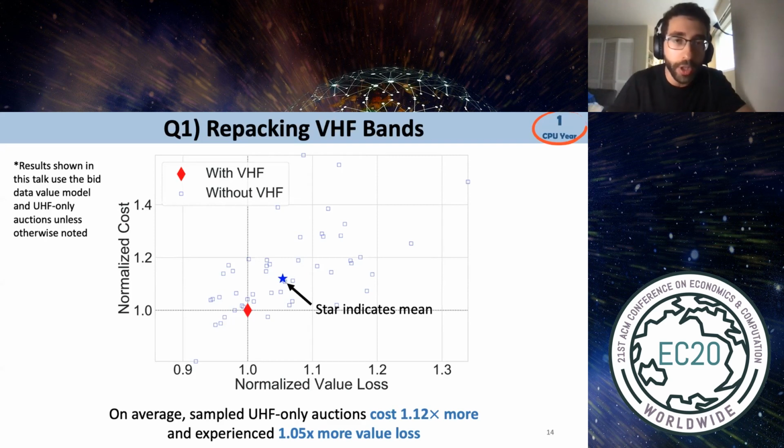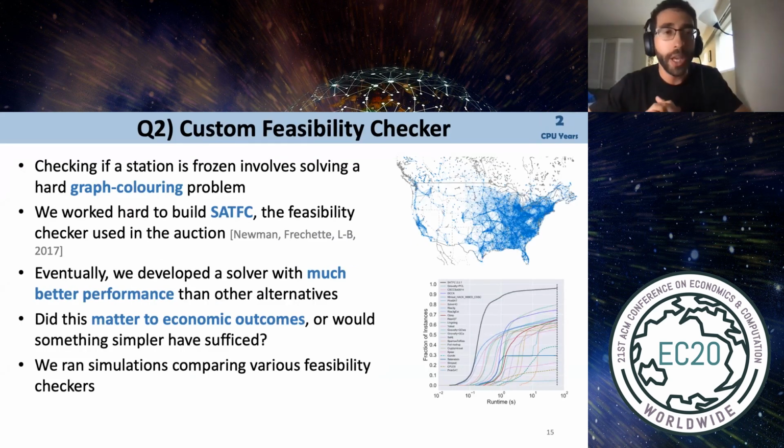And I'm going to continue to show these numbers on the top right corner of the slides. The second question that we were interested in concerned the feasibility checker in the auction. As I mentioned, during the auction, we need to continuously check before we lower a station's price whether or not it can fit inside the TV band alongside all of the stations that have already exited. And in practice, this is actually kind of a hard graph coloring problem.